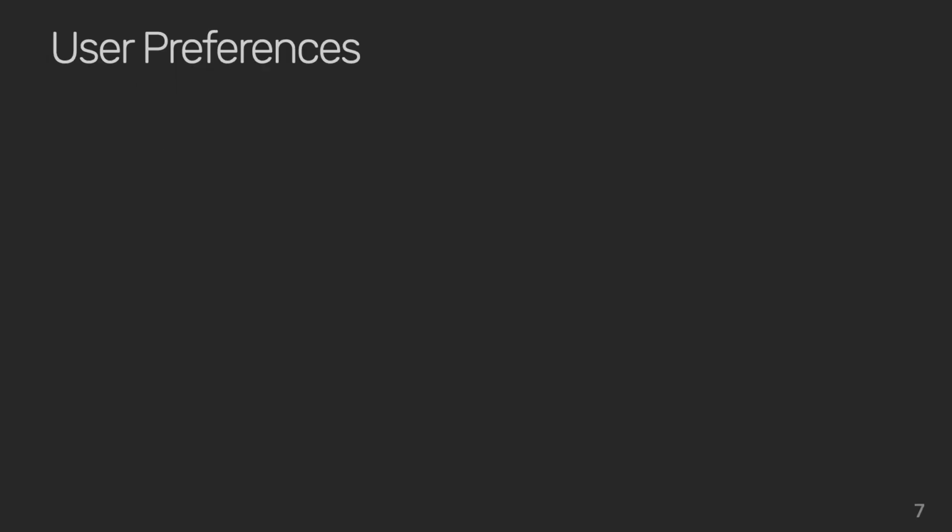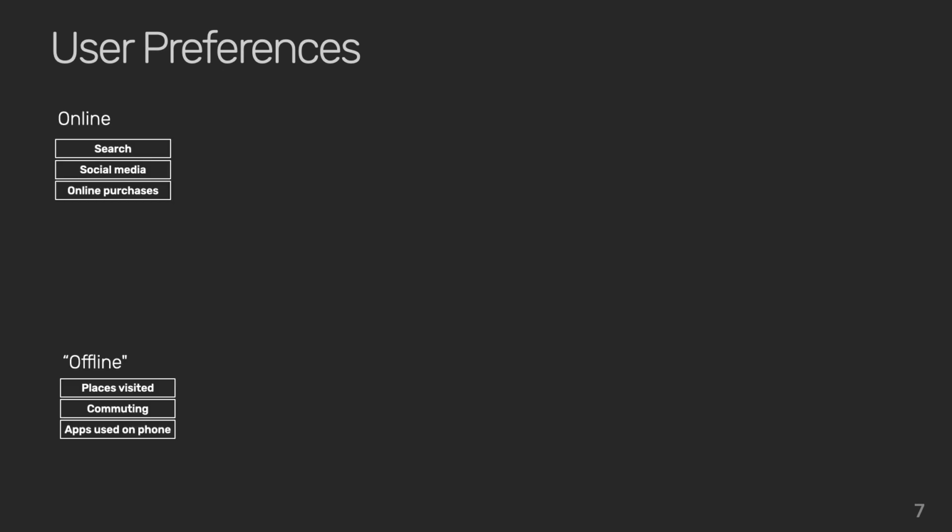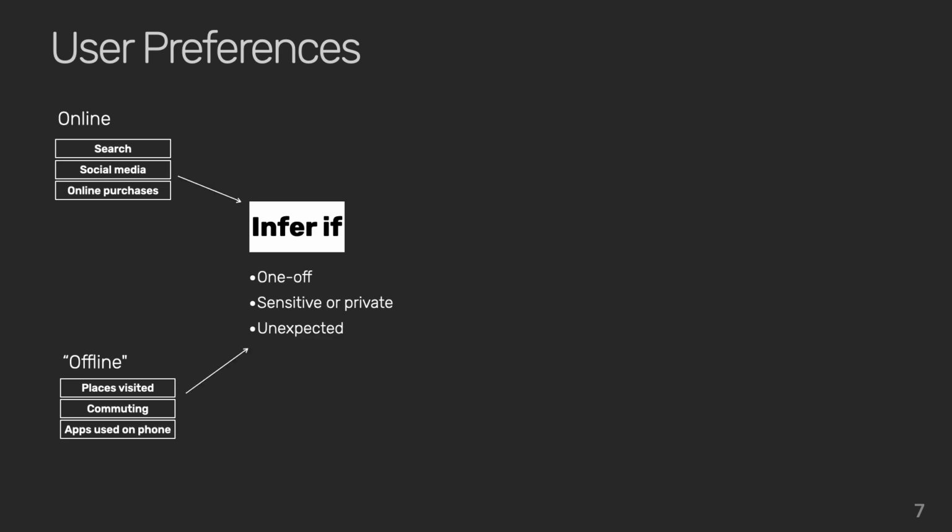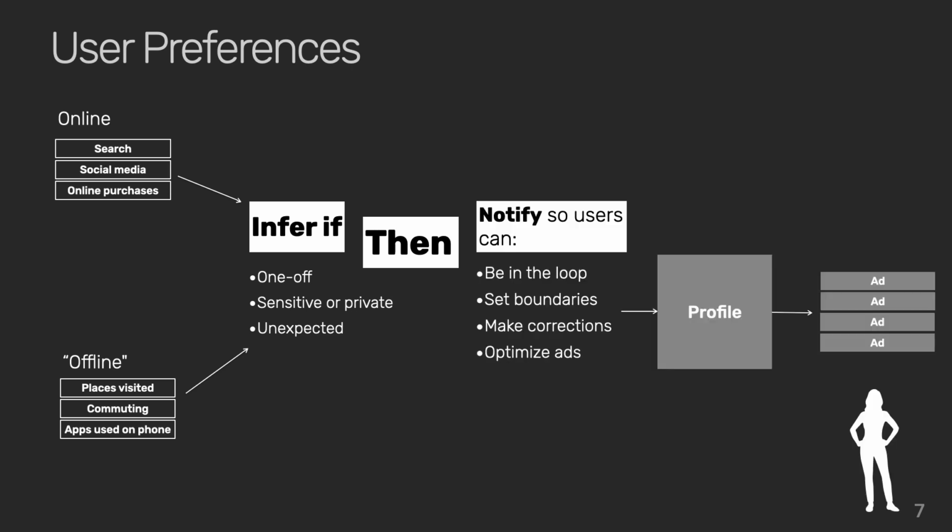From our study, we compiled a number of user preferences to inform future profiling transparency. In profiling users, platforms should infer if users' activities may be a one-off activity, potentially sensitive or private, or unexpected for the user. For example, would users expect the way they commute to work to be used in profiling for ads? Then platforms should notify users in these circumstances so that users can be in the loop, set boundaries, make corrections, and optimize their ads experiences. Increasing transparency of profiling like so may lead users to have more desirable and trustworthy experiences with ad targeting.